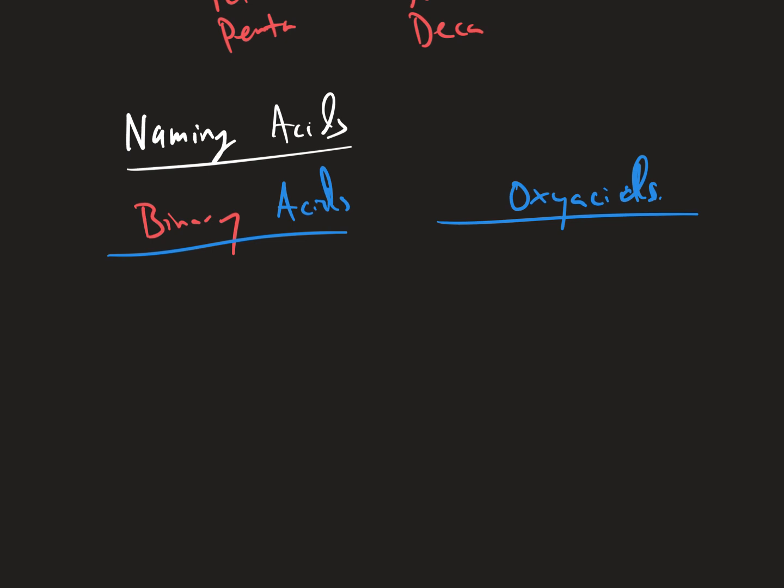So how do you name binary acids? What does bi mean? Two, right? Two elements. What's one of the elements if it's an acid? Hydrogen. So hydrogen and one other element, a nonmetal. So how do you name them?